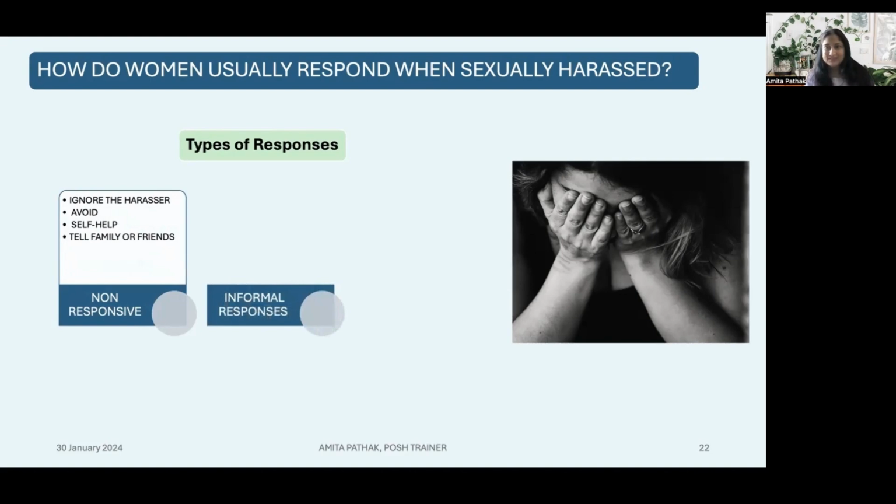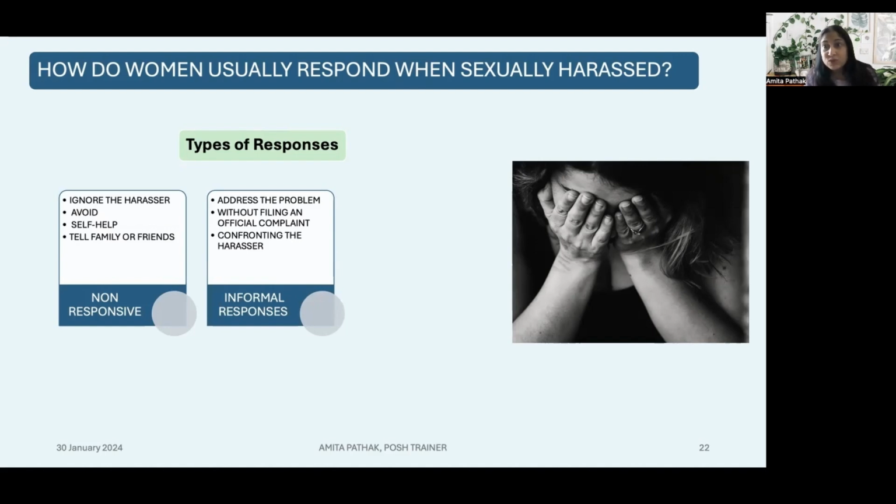Informal responses. The second category is informal responses: addressing the problem without filing an official complaint. The women don't file an official complaint. They just confront the harasser: okay, you will not do this next time. I'm just leaving you because you are assuring me that you will not behave this way next time. Again, this type of complaint will never come into record.